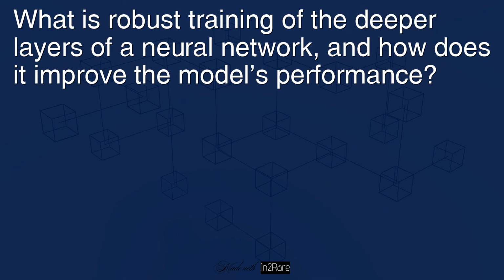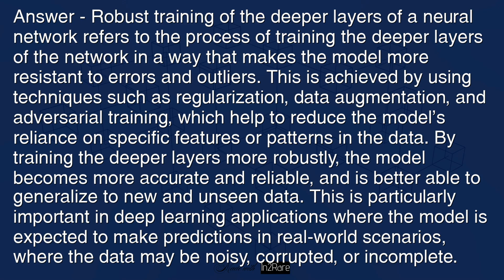What is robust training of the deeper layers of a neural network, and how does it improve the model's performance? Answer: robust training of the deeper layers of a neural network refers to the process of training the deeper layers of the network in a way that makes the model more resistant to errors and outliers. This is achieved by using techniques such as regularization, data augmentation, and adversarial training, which help to reduce the model's reliance on specific features or patterns in the data.